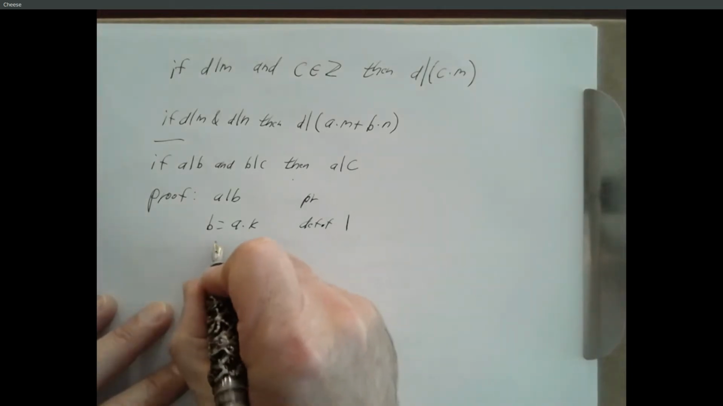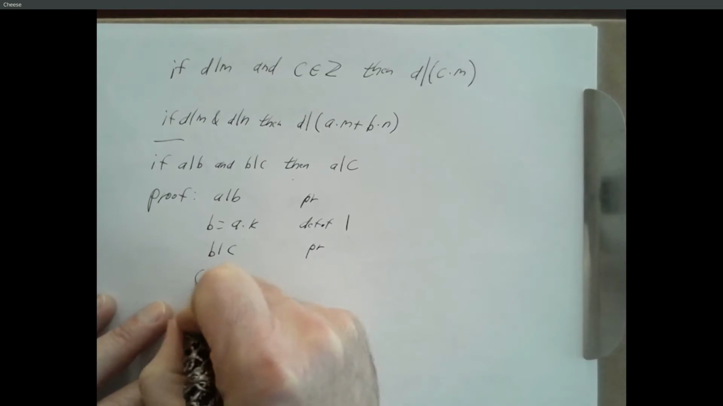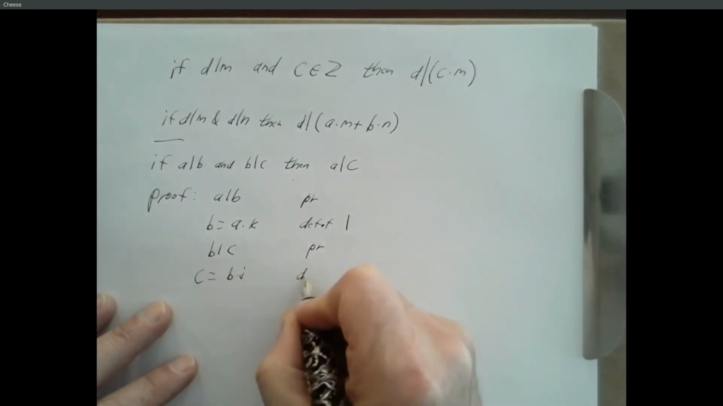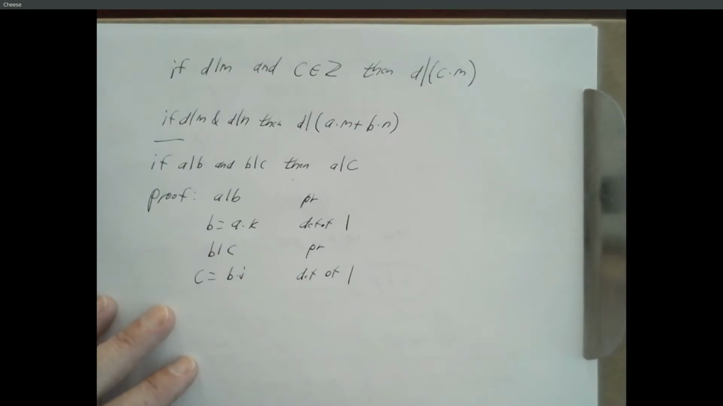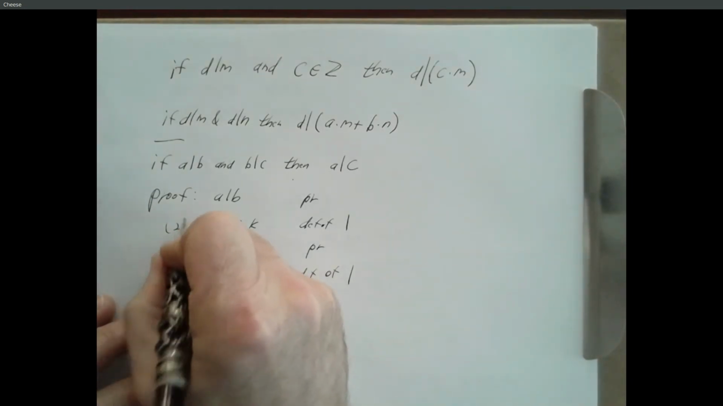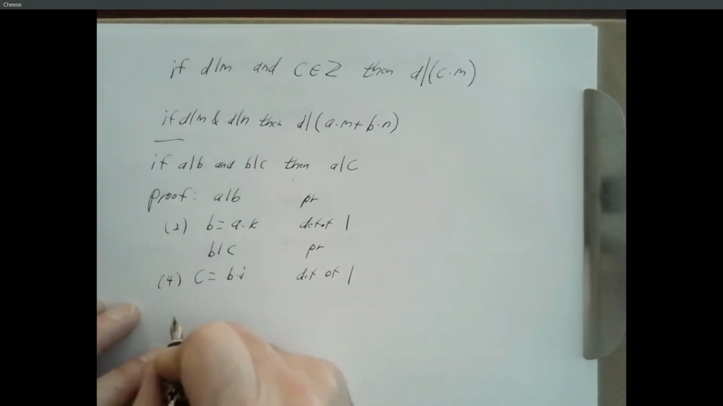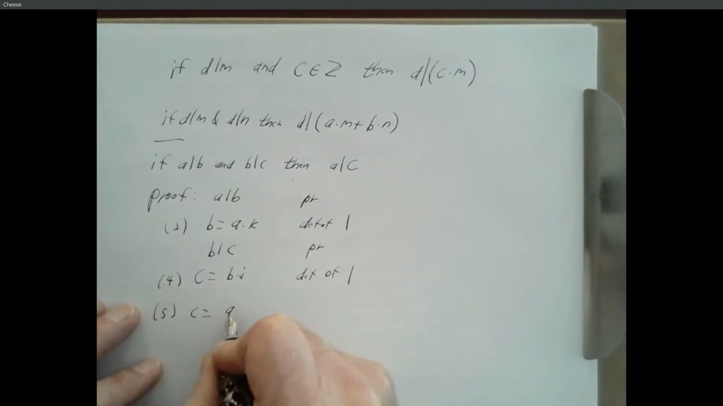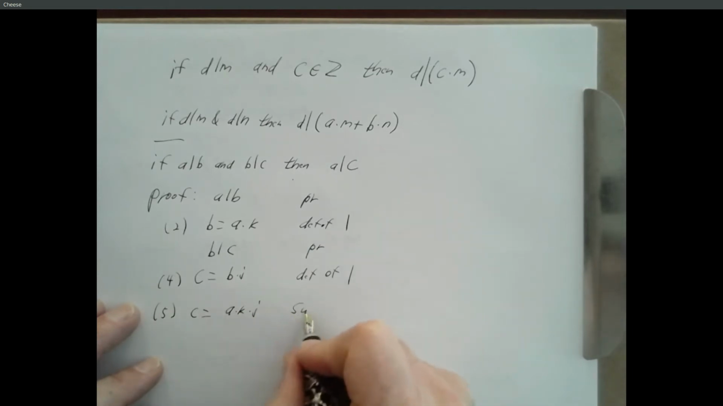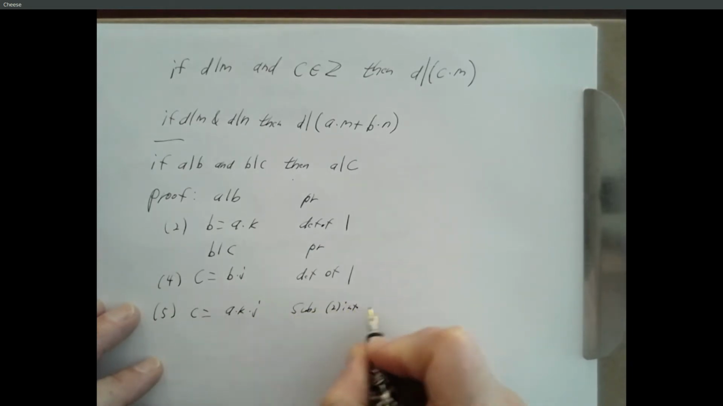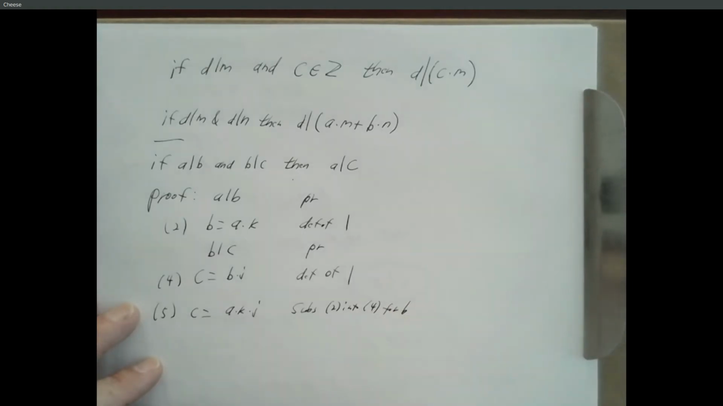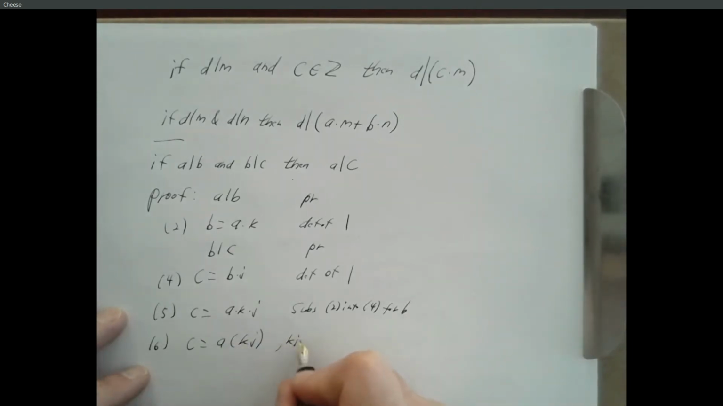Okay. So let's do B divides C, that's a premise. So C equals B times J. That's the definition of divisibility. And now we're going to substitute this version of B into here and say C equals A times K times J. Let's substitute 2 into 4 for B. And now I'm just going to note that K times J is an integer, and therefore C is A times some integer, so A divides C.